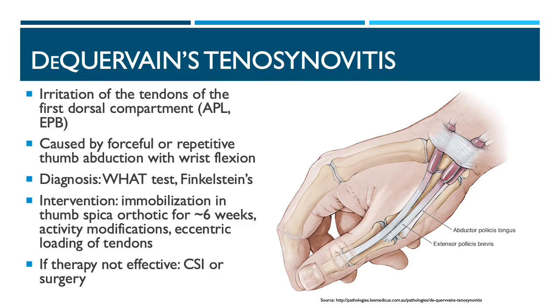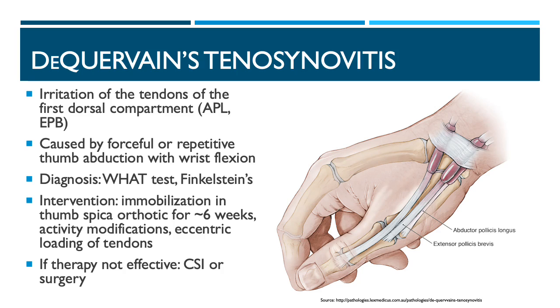So everyone's probably heard of de Quervain's tenosynovitis. This is a problem in the first dorsal compartment, so the APL and the EPB tendons. This is caused by forceful or repetitive thumb abduction with wrist flexion. In therapy, we do either the Wrist test or Finkelstein's.